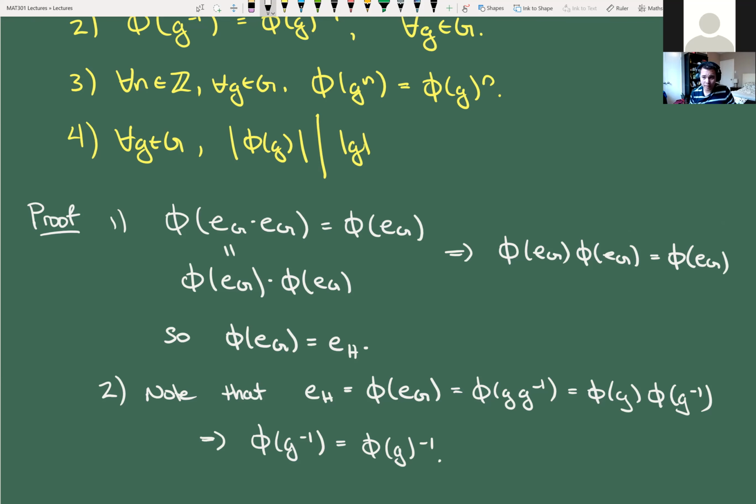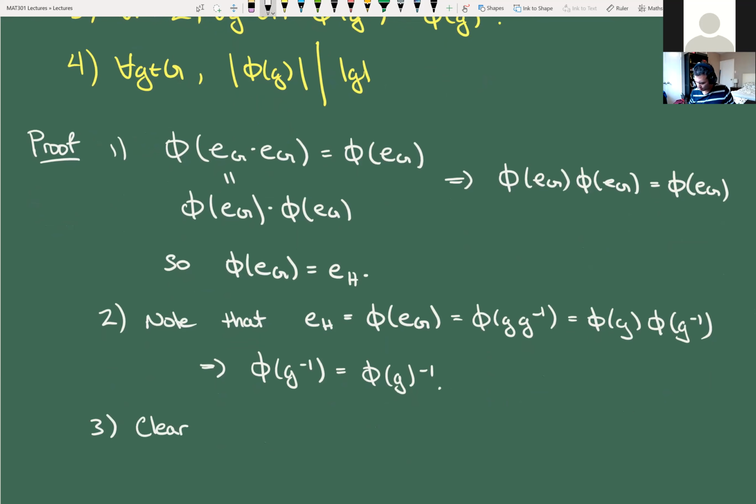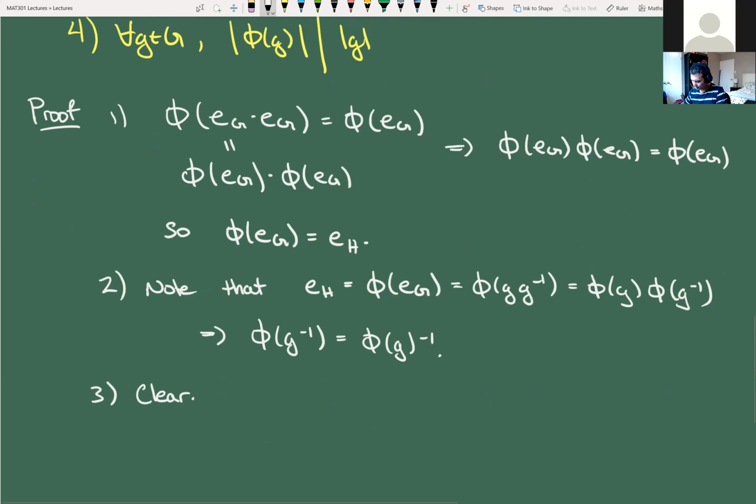Three technically should be done by induction. I'm hoping that it's just clear. Are people okay if I skip it? Phi of g cubed is going to be phi of g times phi of g times phi of g, which is phi of g all cubed. And that's true for any n. Again, you would normally do it by induction, but I think that it's clear enough.